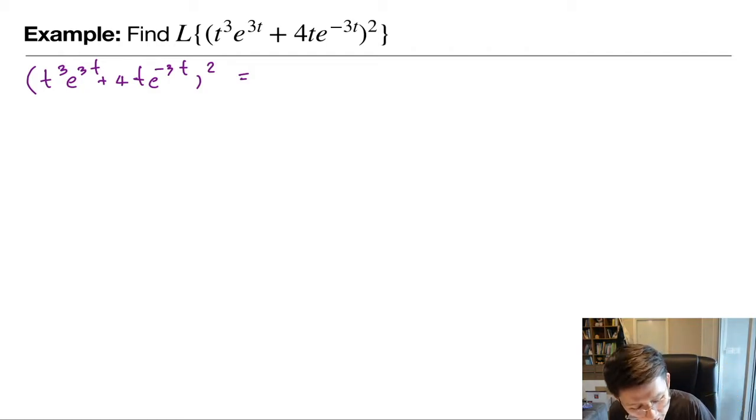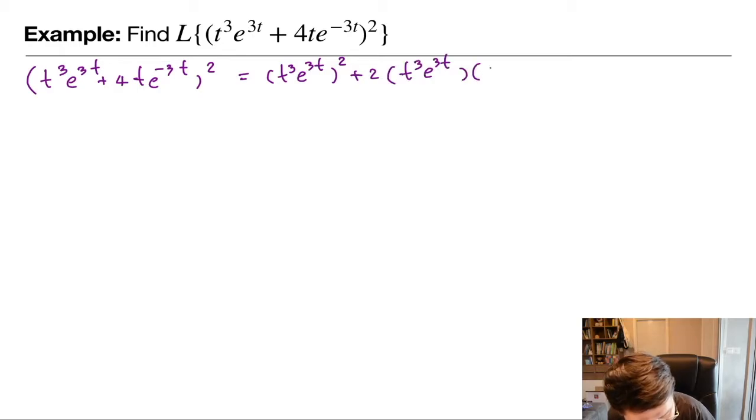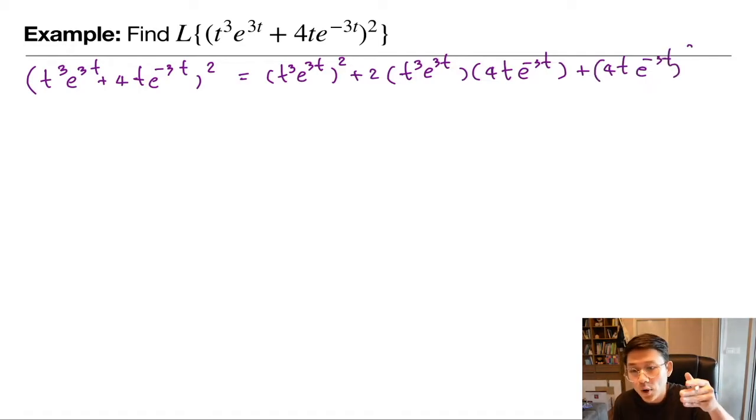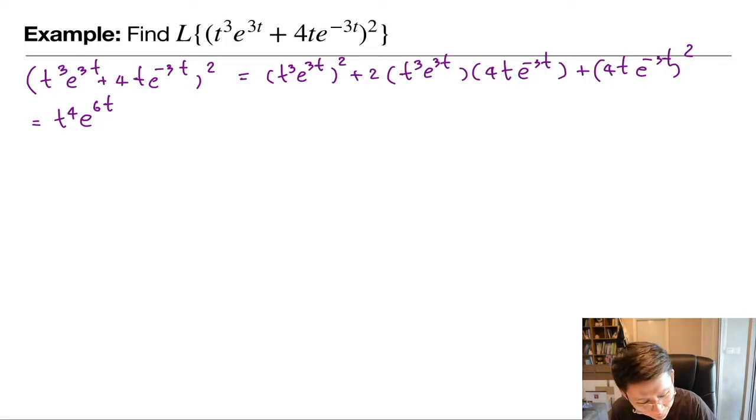So here we have a squared plus 2ab plus b squared. Okay, we get a squared plus 2ab plus b squared. In that case, we have t to the 6 e to the 6t. My bad, sorry. T to the 6 e to the 6t.